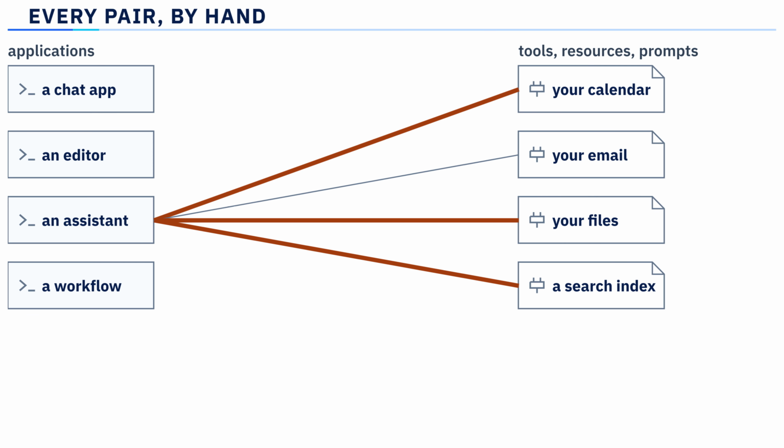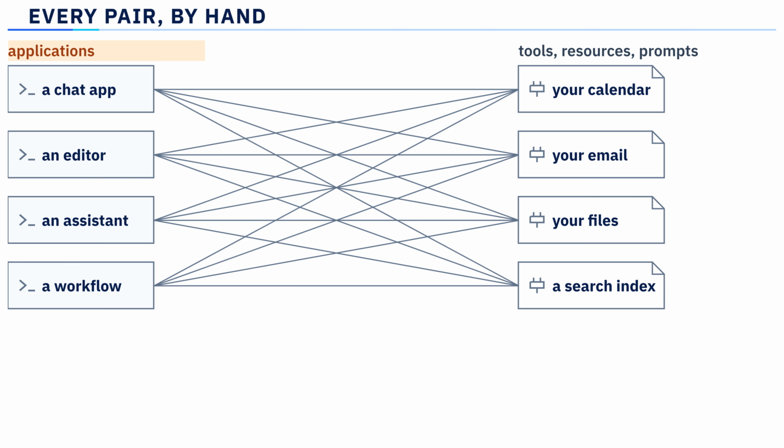But the assistant wants more than email. It wants your calendar, your files, a search index. So that is 3 more wires, each one built by hand. And every other application wants the same 4 tools. 4 applications, 4 tools, 16 separate pieces of work.